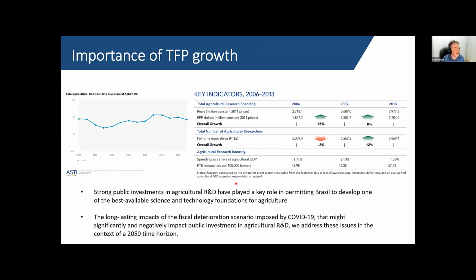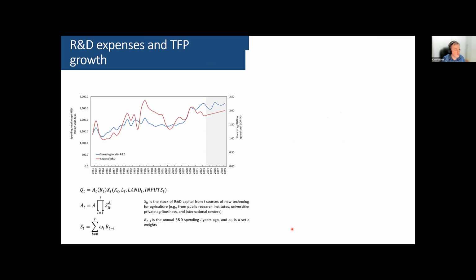When you look at investment, Brazil is spending around 2% of agricultural GDP on R&D investment in agriculture. However, during the last 2 years, because of the fiscal deterioration imposed by COVID, this might significantly and negatively impact public investment in agricultural R&D, and we are also addressing this constraint in our scenarios.